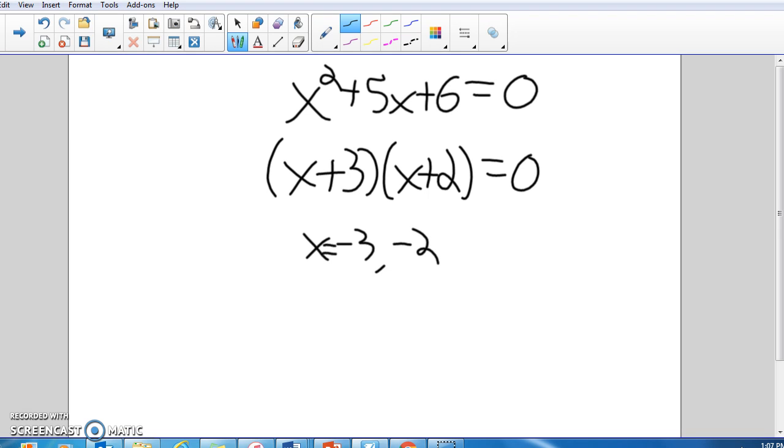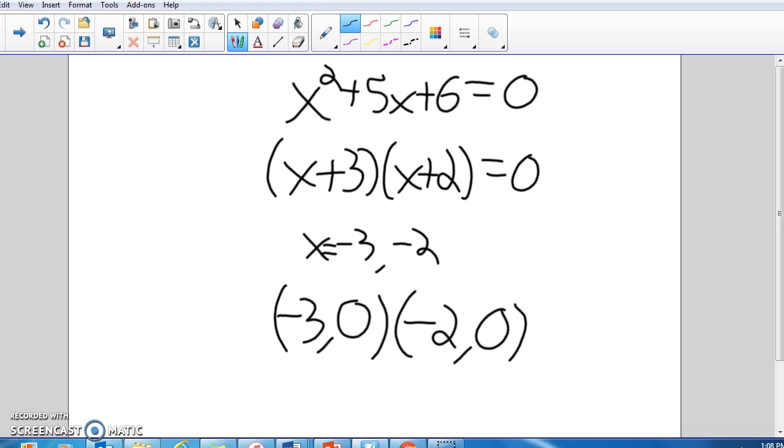And so those are the x-coordinates of our x-intercepts. And remember, on the x-intercepts, y equals 0. So the coordinates of our x-intercepts are going to be negative 3, 0, and negative 2, 0. And again, some practice finding the min or max.